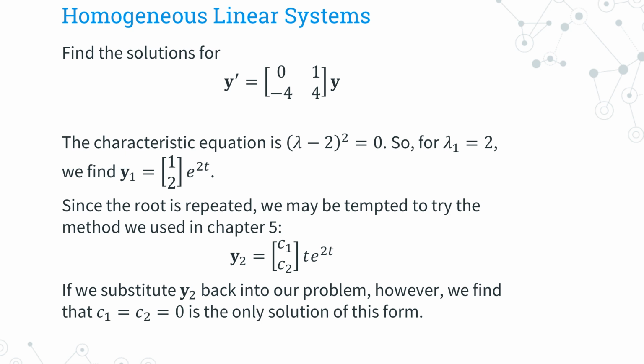Since the root is repeated, we may be tempted to try the method that we learned back in chapter 5 when we had repeated roots, which was to multiply by a t and do t e to the 2t. If we substitute y back into our problem, however, we find that the only solution here is trivial. We get C1 and C2 both equaling 0.